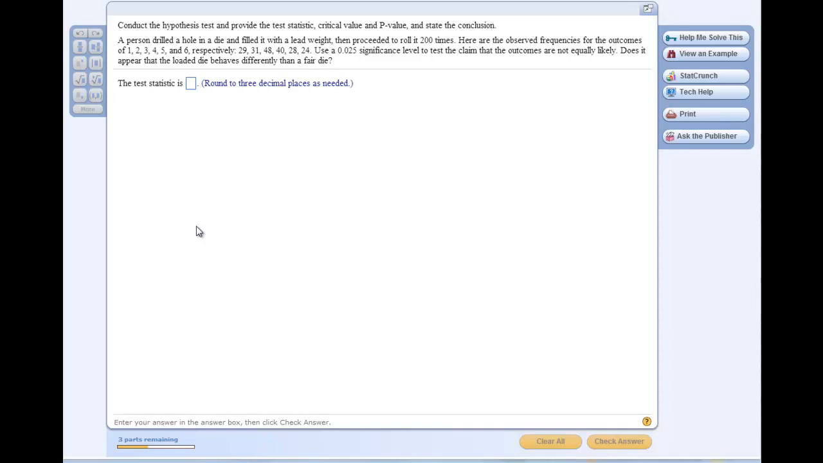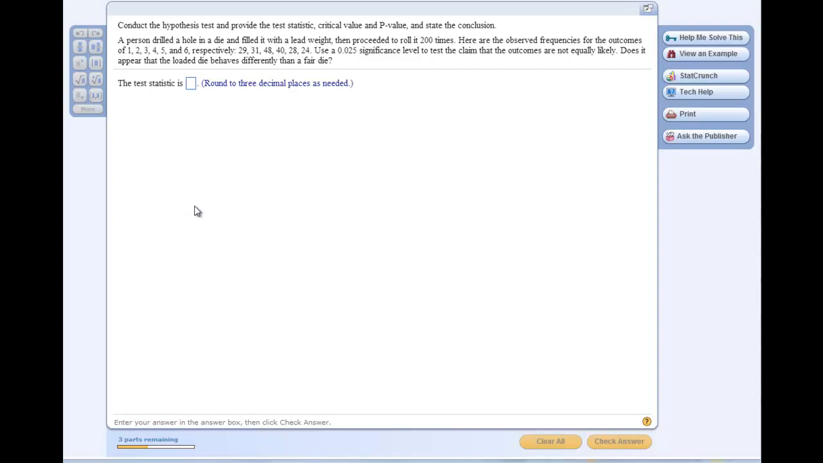Conduct a hypothesis test and provide the test statistic, critical value, and p-value, and state the conclusion. A person drilled a hole in a die and filled it with a lead weight, then proceeded to roll it 200 times. Here are the observed frequencies for the outcomes of 1, 2, 3, 4, 5, and 6 respectively: 21, 31, 48, 40, 28, 24. Use a 0.025 significance level to test the claim that the outcomes are not equally likely.